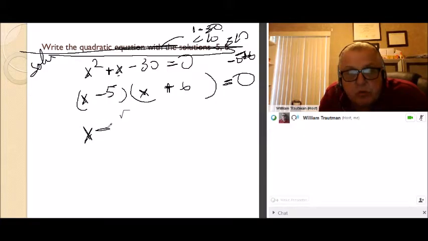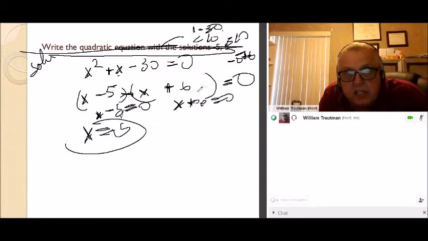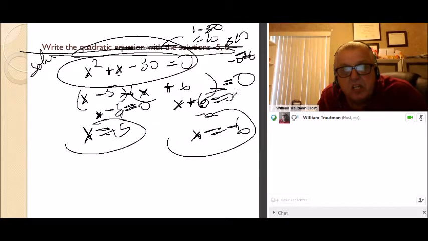And I get x equals 5 because I take x minus 5 equals 0, and then x plus 6 equals 0. Get the x by itself, get the 5 to the other side, you add 5, so x equals 5. Get the 6 to the other side, you minus 6, so x equals -6. So these are my two solutions for this problem right up here, okay?